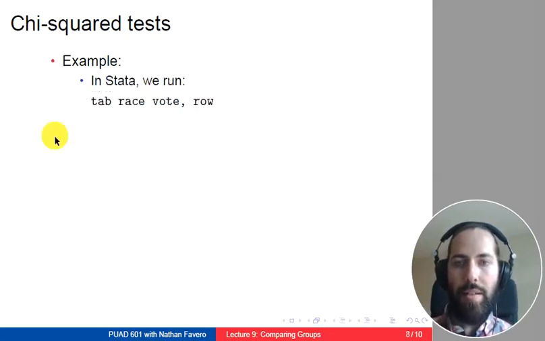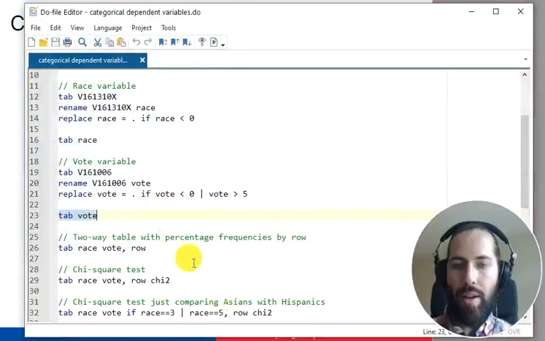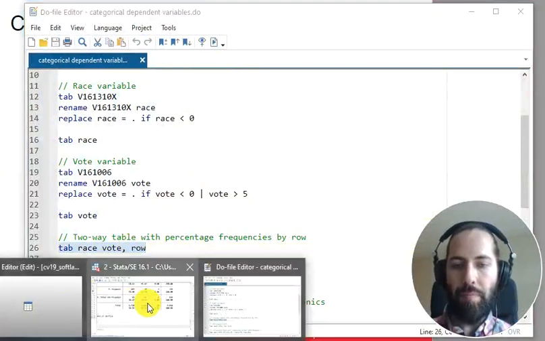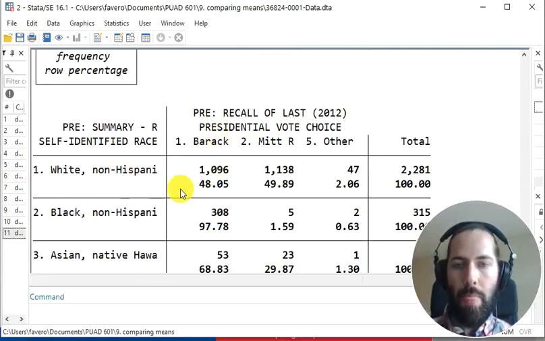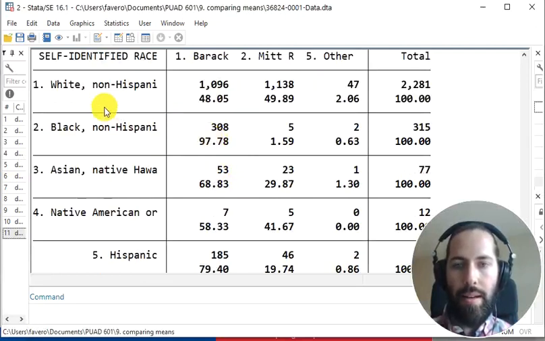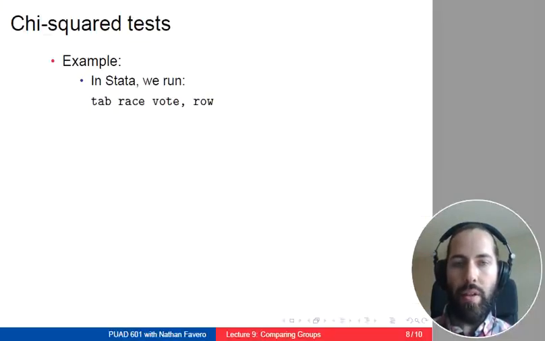So in Stata, this is the code that we're going to run. If we go back to my do file, I should have that code in there. And let me show you what happens when I run this command. You can see that we have a cross tab here, like we've seen before. You can see that among the Black non-Hispanic respondents, we have 98% support for Barack Obama, whereas among the white non-Hispanic respondents, we only have 48% voting for Barack Obama. So that suggests that there's some difference, at least within our sample.